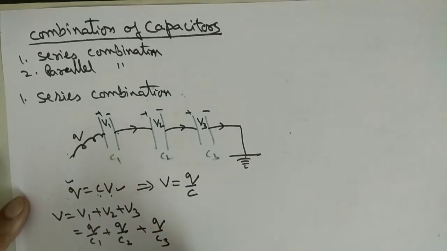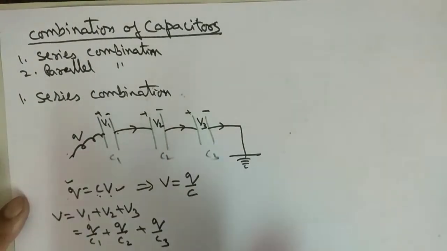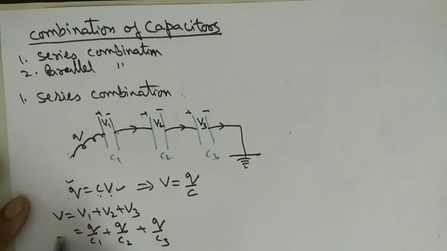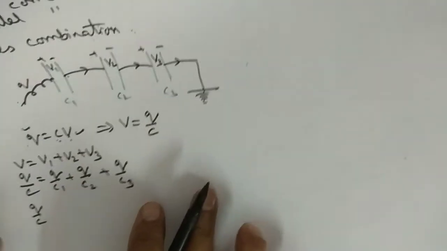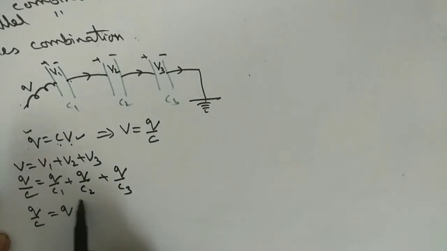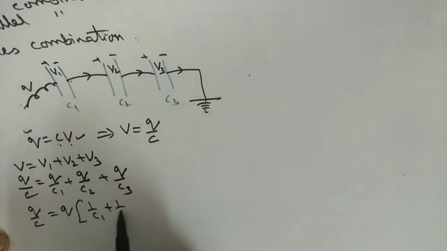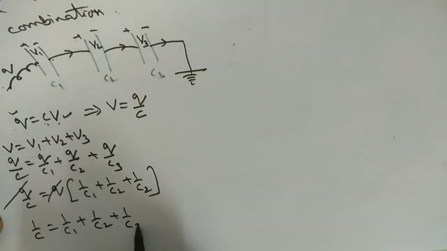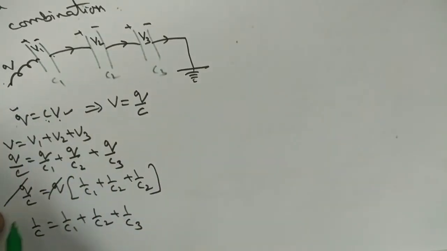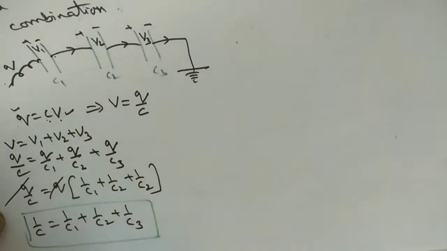If the net capacitance of all the capacitors is C, we can write V is equal to Q upon C also. Clear? Now Q upon C is equal to, take the Q common, 1 upon C1 plus 1 upon C2 plus 1 upon C3. Q is cancelled. So 1 upon C is equal to 1 upon C1 plus 1 upon C2 plus 1 upon C3. So this is the resultant of the three capacitors when they are connected in series.